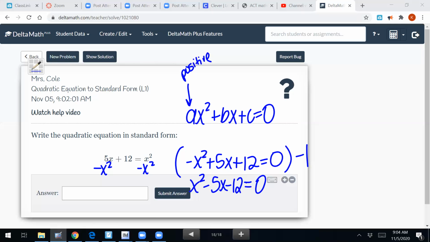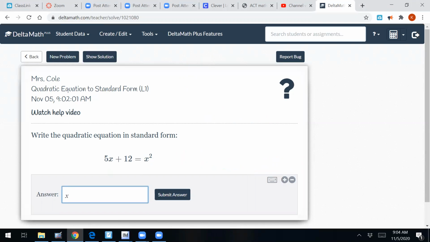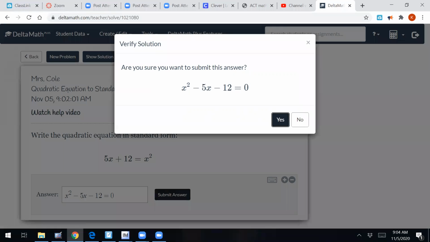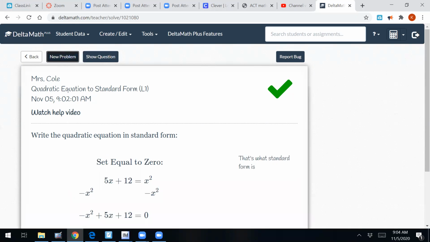Okay. So tell it to me. X squared minus 5x minus 12 equals 0. Bingo. Okay, so that's how that set works. You're solving and setting it equal to 0.